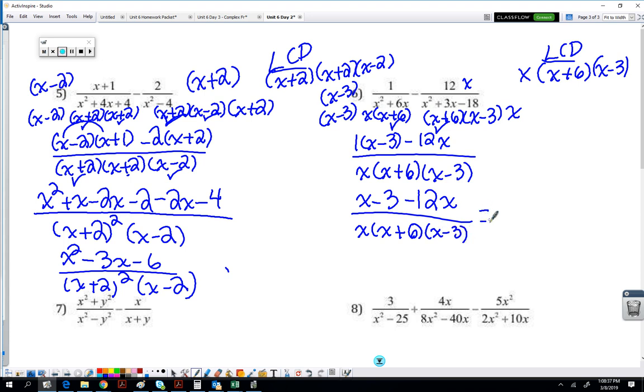Okay. And now I combine my like terms. So I get negative 11x minus 3 all over my LCD. And now what I'm going to do is see if I can simplify or factor anymore, and I can't. So, done.